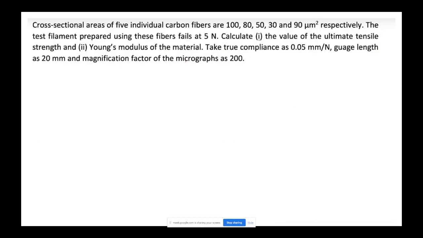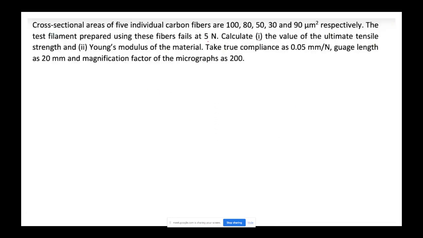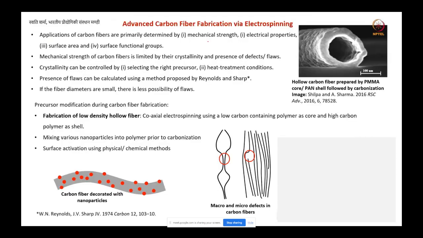So this is again the same question, just to recap the formula which I have just shown. Here you can see the cross-sectional area is given and the force at failure is given, and here you have to calculate the UTS and the Young's modulus. In the previous example, we showed a few minutes ago that you have to calculate this A, apply the formula of UTS and Young's modulus, and then you can calculate both.